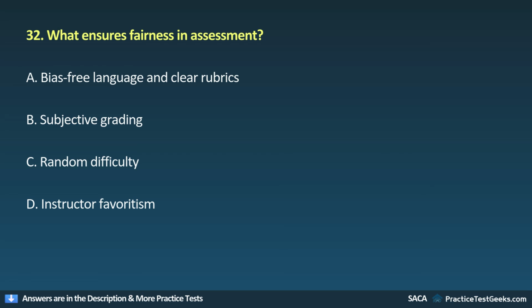32. What ensures fairness in assessment? A. Bias-free language and clear rubrics. B. Subjective grading. C. Random difficulty. D. Instructor favoritism.